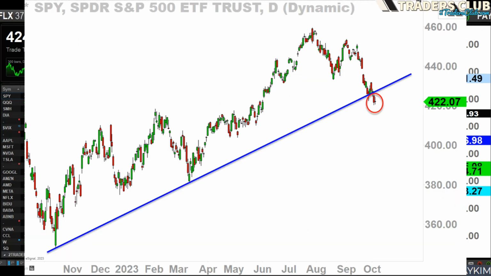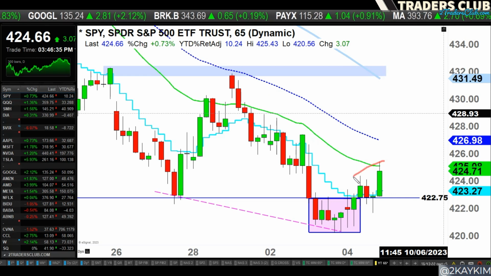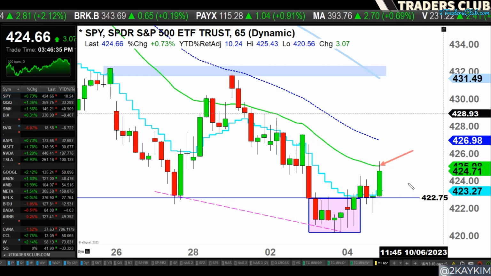What it wants to do is that if everybody's looking at a certain level, it's going to break below it, just to create panic and take your stops out, and then it's going to do a little pop, and that's exactly what happened today. So now the short-term moving average is getting retested tomorrow.